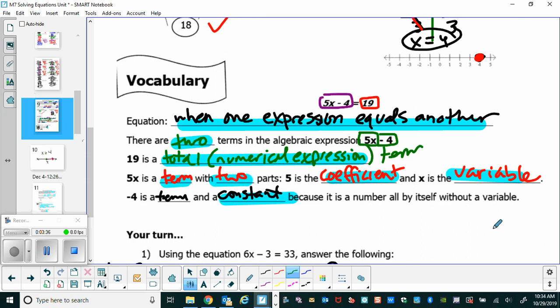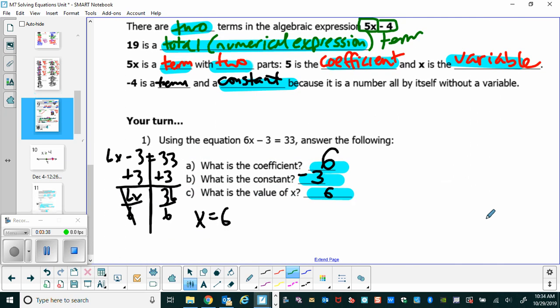Okay? All right, so now let's practice here. Using the equation 6x minus 3 equals 33, let's answer the following. What is the coefficient? So what's the number with x? That's the 6. Friendly reminder that this is a term with two parts, and the 6 is the coefficient of x. Now this is another term, and it's a number all by itself, and since there's a negative, our constant's a negative 3.